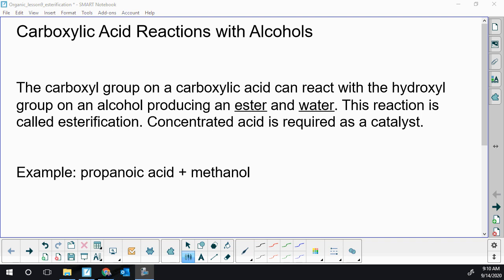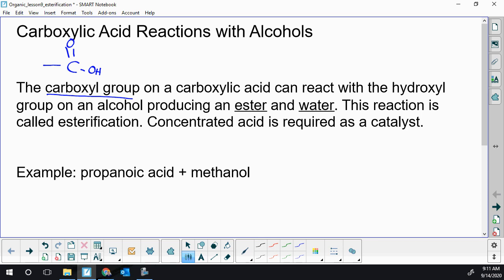So we're going to do the reaction of carboxylic acids with alcohols. We need two functional groups to do this esterification. So we need a carboxyl group to accomplish this. Just reminding you and giving you that visual, that's the C double bond OH. You're going to get that in a carboxylic acid.